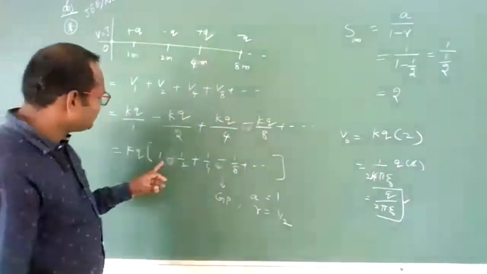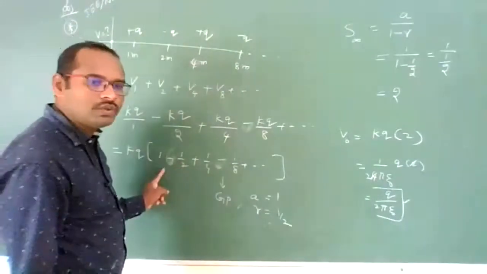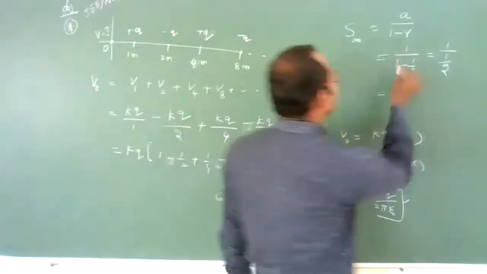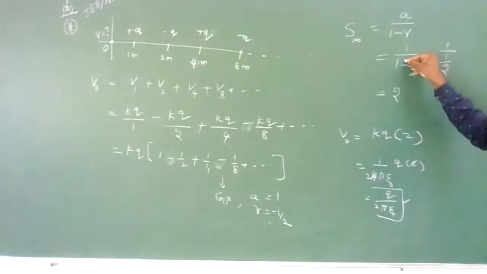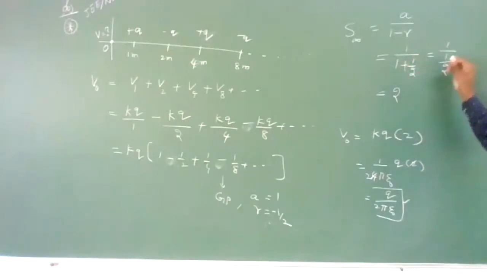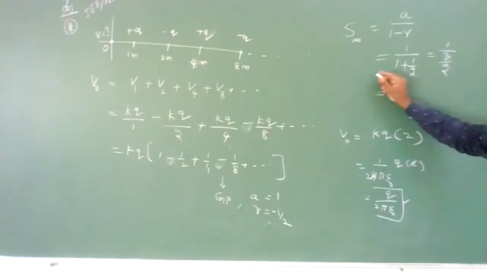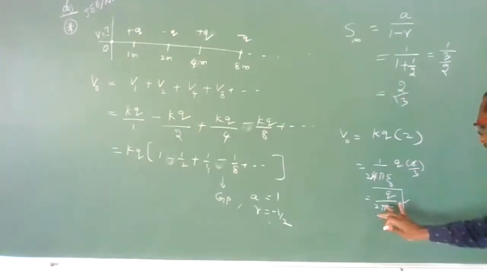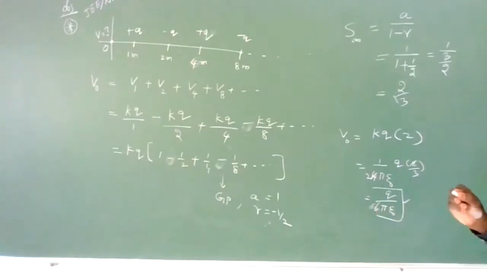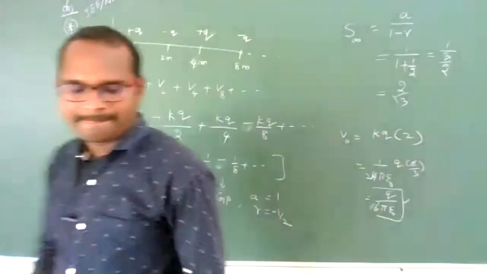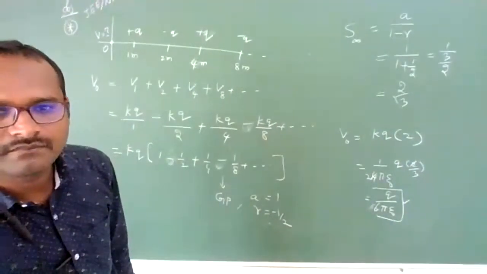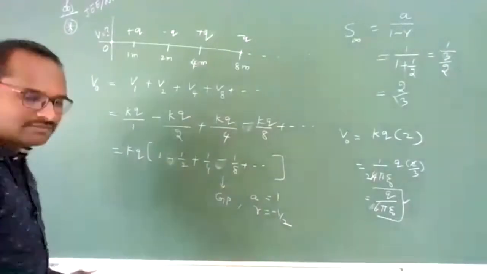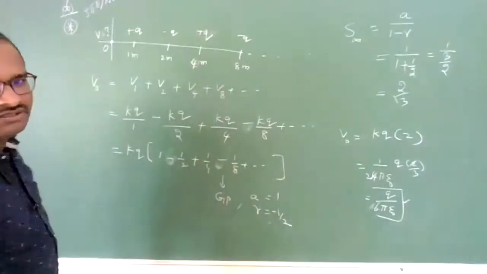First term is what? A. Common ratio is minus 1 by 2. Here R value is minus 1 by 2. Minus of minus you will get plus. 1 plus 1 by 2 is 3 by 2, means it is 2 by 3. Means here you can write 2 by 3. Means it will become q by 6 pi epsilon r. That's it. Clear? This type of questions sometimes you will get. Just have an idea on this topic.